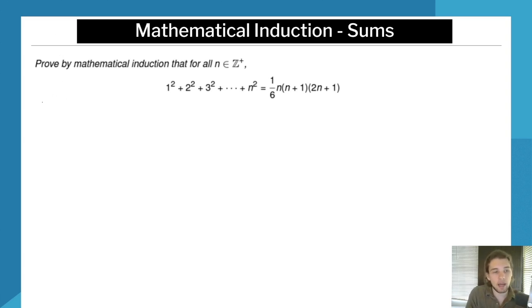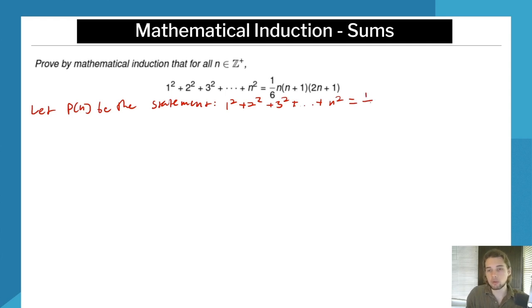So that's why you rewrite this formula here, and this time you write it as: let Pn be the statement 1 squared plus 2 squared plus 3 squared plus ... plus n squared is equal to, then we have this general formula right here. So we rewrite basically what we're trying to prove. So now we're going to do the basis step.